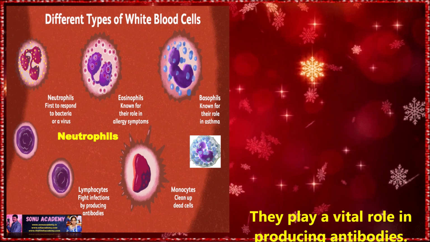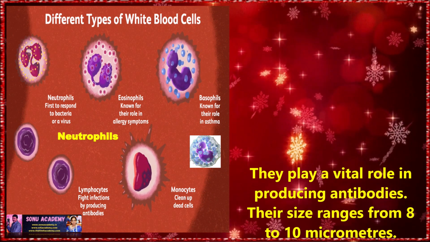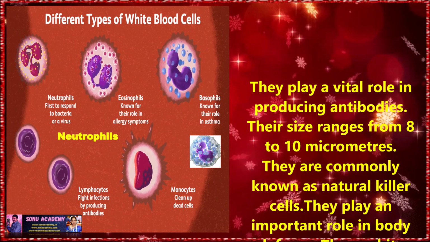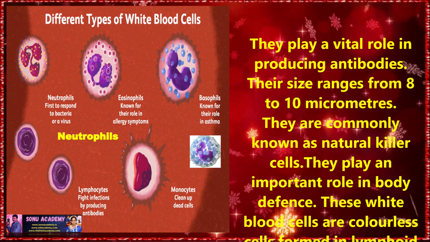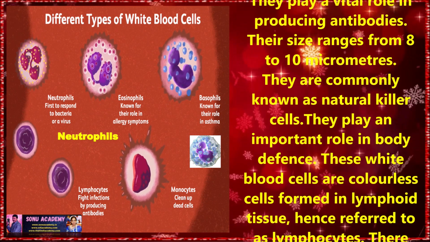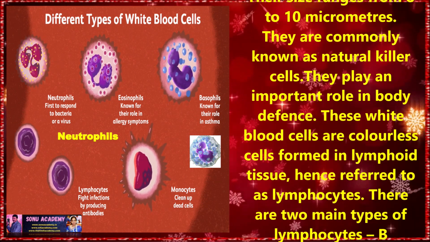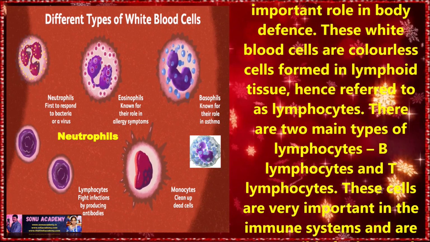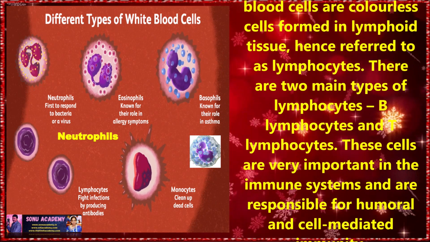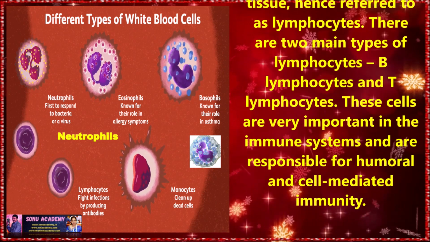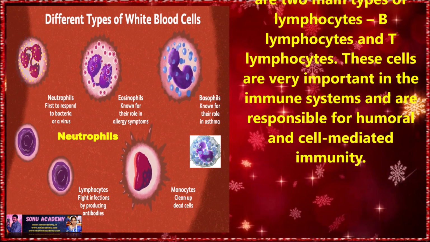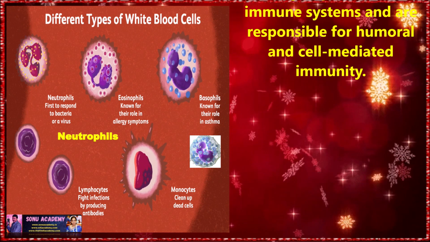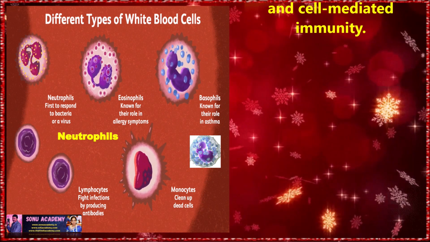Lymphocytes. These lymphocytes play a vital role in the production of antibodies. Their size ranges from 8 to 10 micrometers. They are commonly known as natural killer cells. They play an important role in defense. These white blood cells are colorless cells formed in the lymphoid tissue, hence referred to as lymphocytes. There are two main types of lymphocytes, that is B lymphocytes and T lymphocytes. These cells are very important in the immune system and are responsible for humoral and cell-mediated immunity.